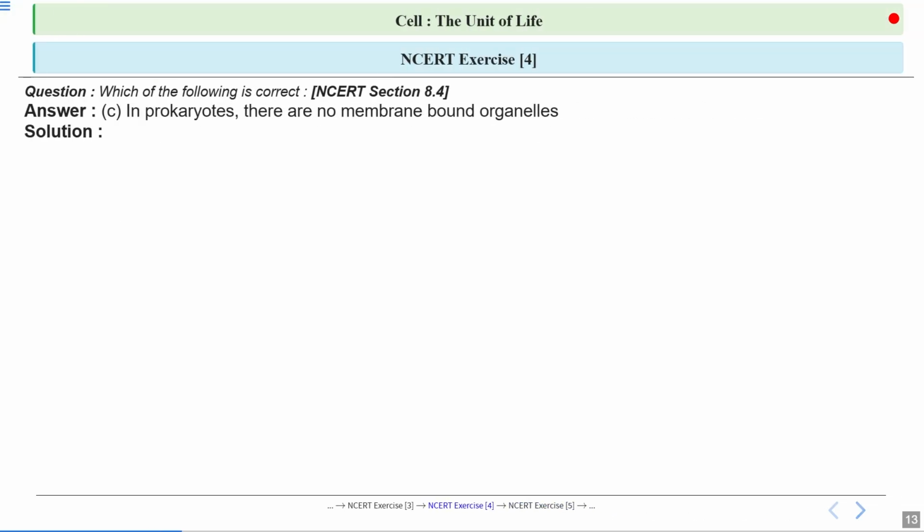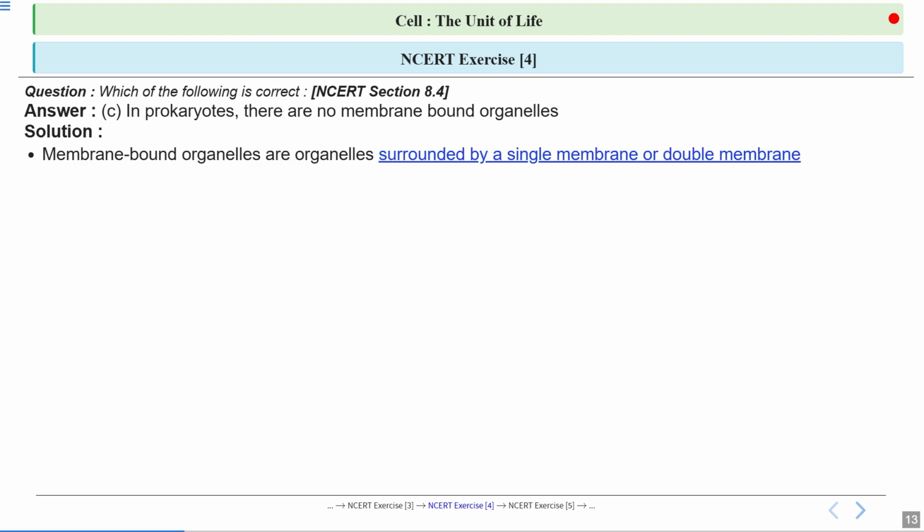Let's have a look at the answers. Option number C is correct. In prokaryotes, there are no membrane-bound organelles. They lack a true nucleus also. Instead of a nucleus, they have a nucleoid.